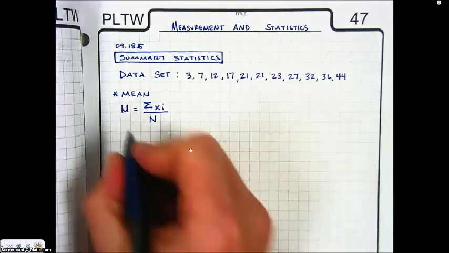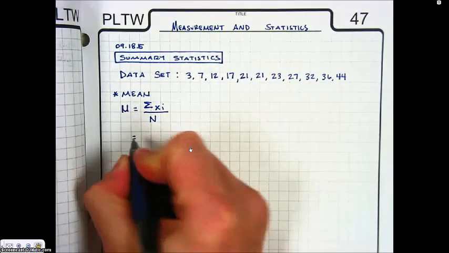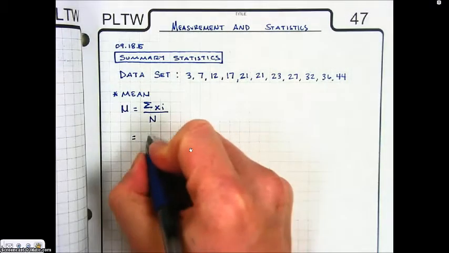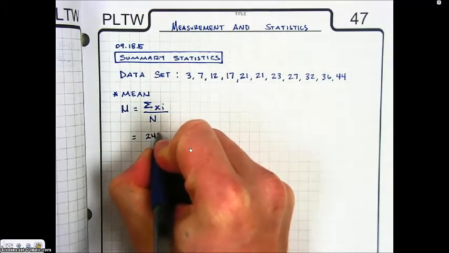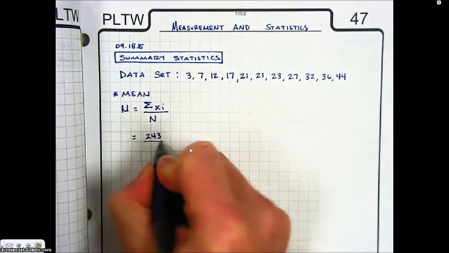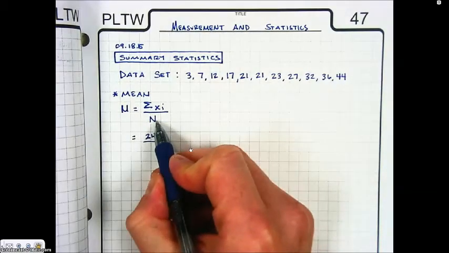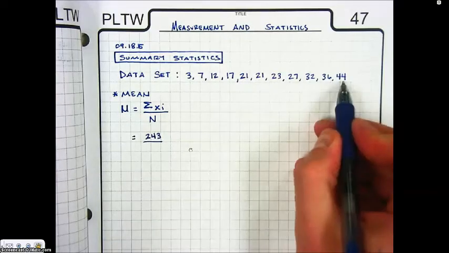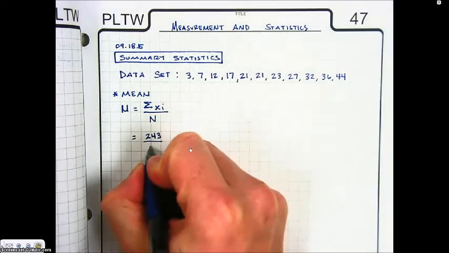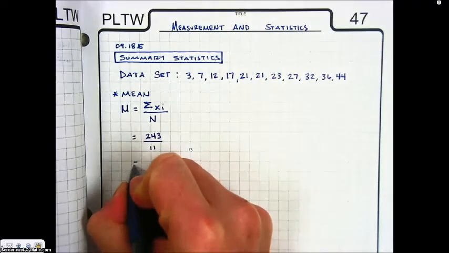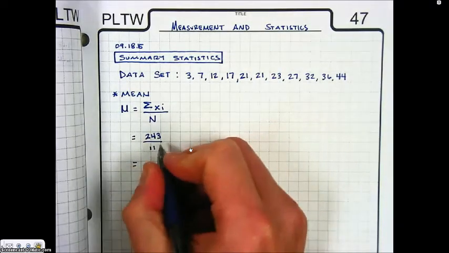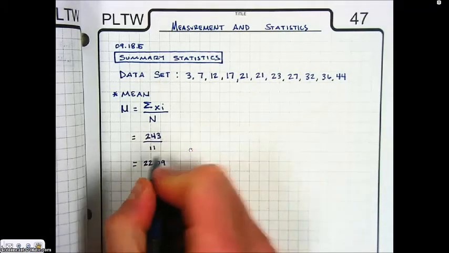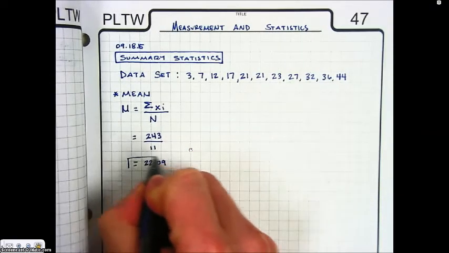All right? And so what we're doing is simply adding up all these values. So we add those up and you get 243, dividing it by n, which is the size of the population here. And so we have 11 values. And so when we do that, we get a mean of 22.09. And so that's our mean.